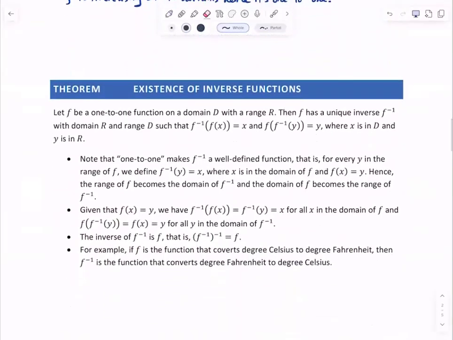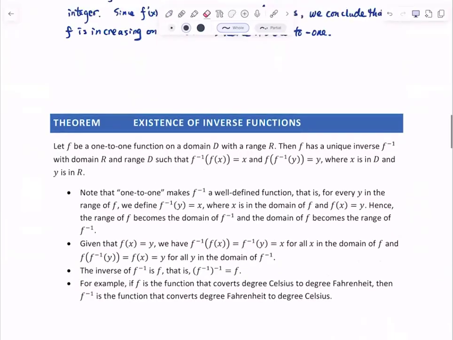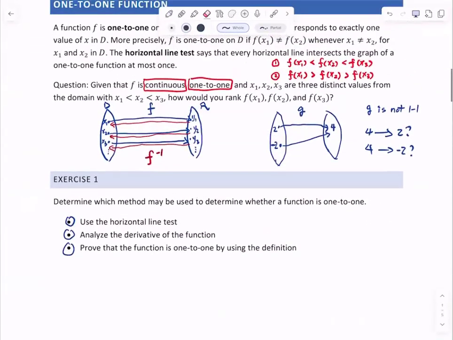Okay, so theorem: existence of inverse functions. If f is one-to-one on its domain and R is the range, then f has a unique inverse, and the notation is f inverse, with the -1 over there. But it's reversed, right? The domain of f inverse is R, which is the range of f. The range of f inverse is the domain of f. Which makes sense, right? Remember this picture?